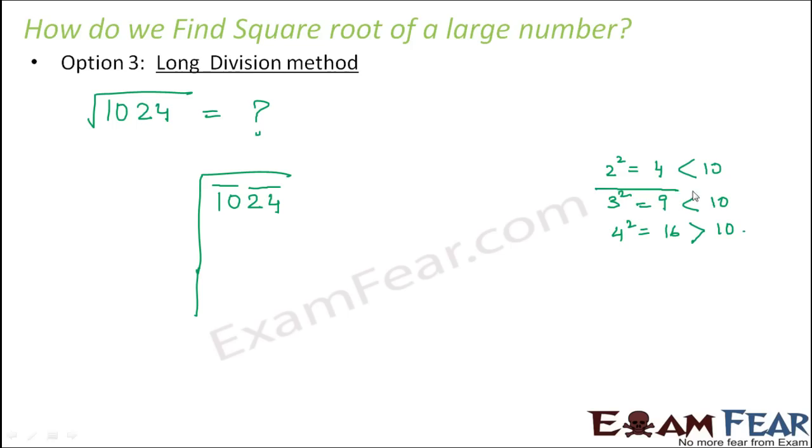So which value will we select? We will select this value, because it is closest to 10. It is less than 10, because we do not have a value which is equal to 10. So therefore here we will write 3. And how much is 3 square? 3 square is 9. So we will write 9 here.